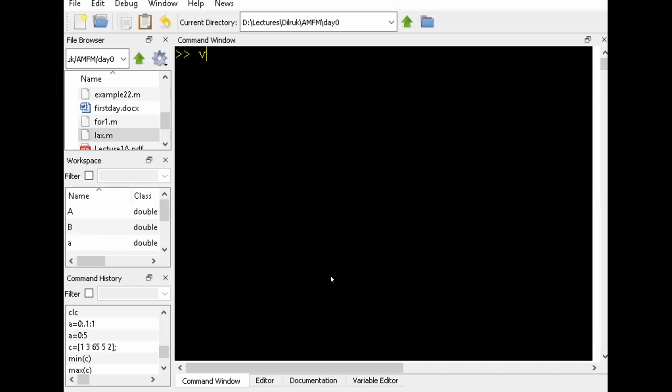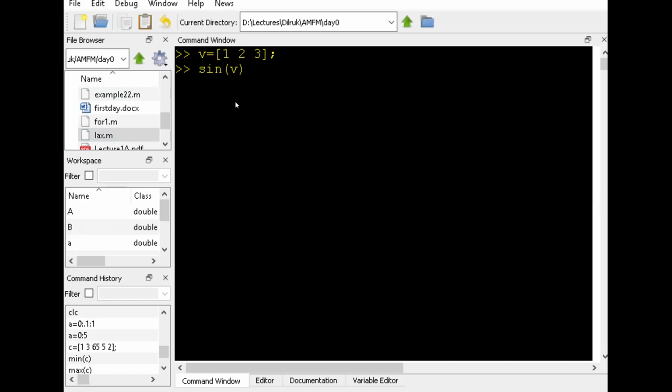And v is a vector. Let's define a vector, a row vector 1 2 3. I don't want to see the output. All right, so now I'm going to compute sine of this vector. If you type in this way, you will get the sine of this element, sine of the second element, sine of that one.